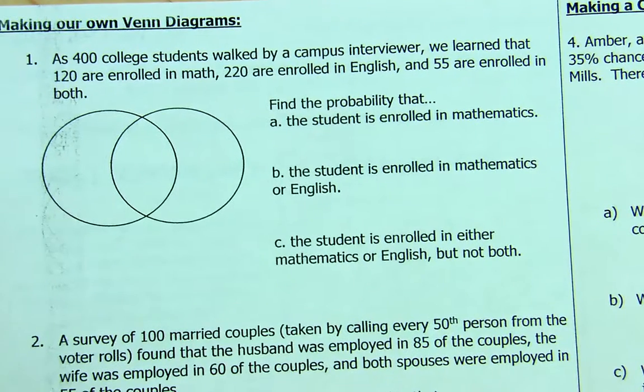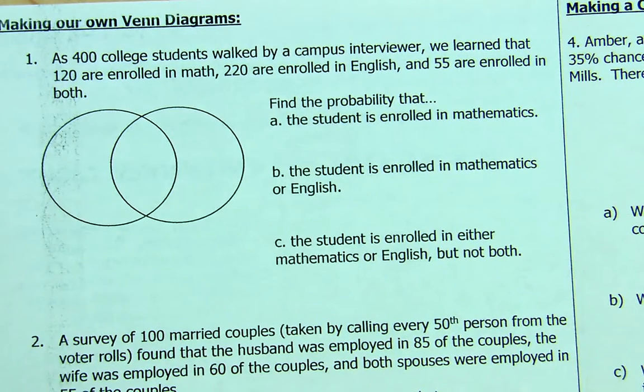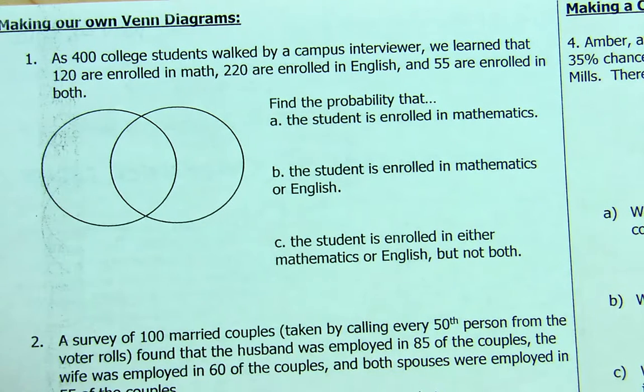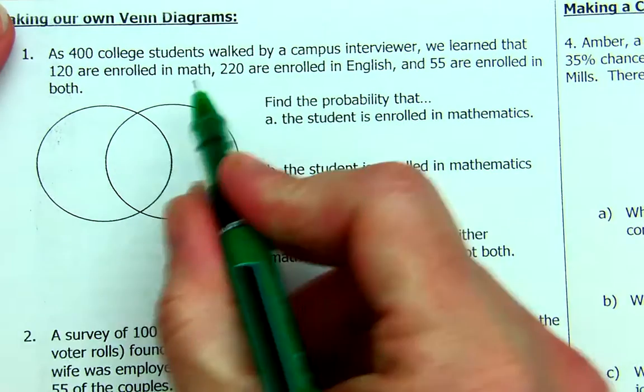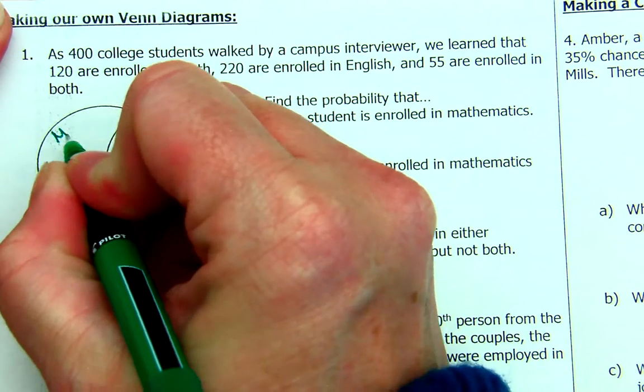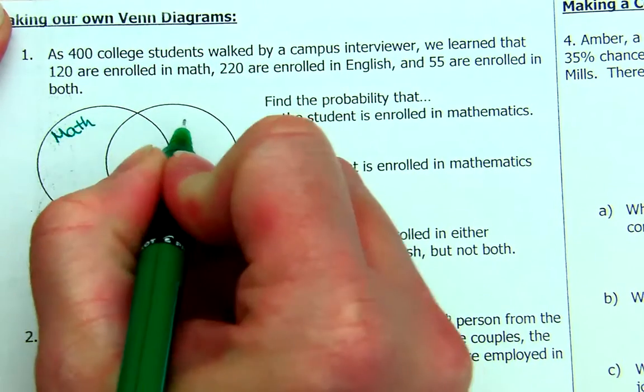So here they give us a setup for the Venn diagram, but we need to fill in the numbers. So this one says, as 400 college students walk by a campus interviewer, we learn that 120 are enrolled in math, 220 are enrolled in English, and 55 are enrolled in both. So we're going to use this information to fill in the Venn diagram. So we have two different options of classes. We have math and we have English.